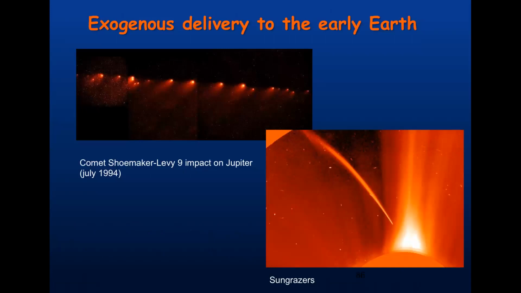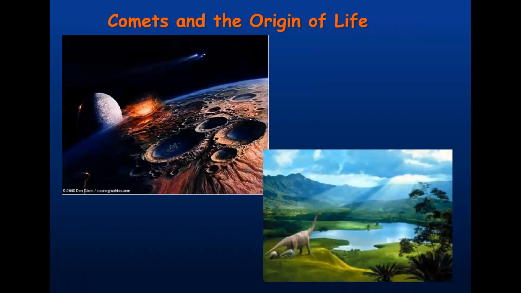So we are approaching the end of our presentation. So I go back to this delivery of these organics to the primitive Earth. We have some recent examples for this. One of them is the comet Shoemaker-Levy 9 impacting on Jupiter in 1994, so it's not so long ago. And also the sungrazers, which are comets that impact on the sun. There are a few of these every year. So these impacts are real, and they still occur, although much less than in the past.